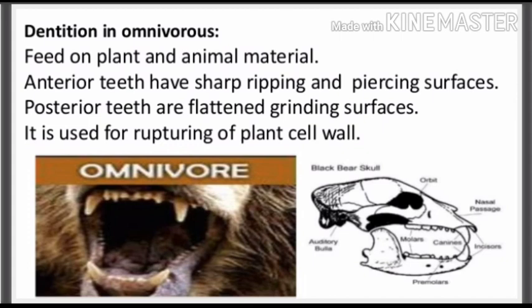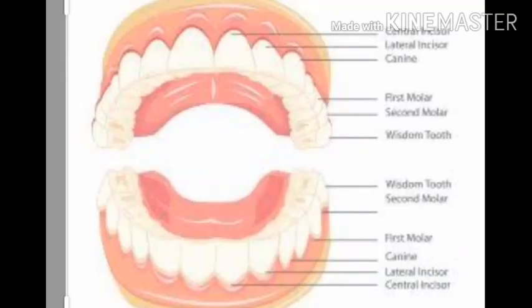Fourth one, it is useful in deciding the pedigree or ancestry of certain mammals. And the last one is that dentition also has evolutionary significance. Yes, this is all about your dentition.